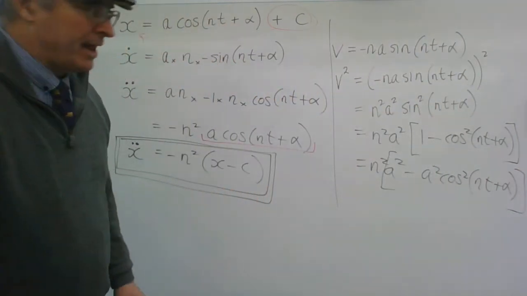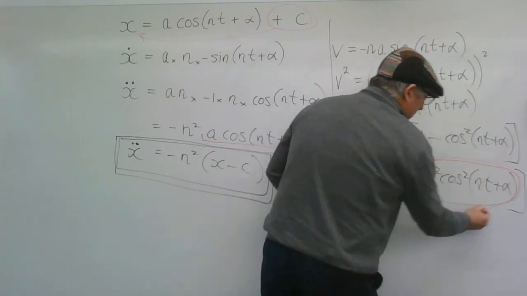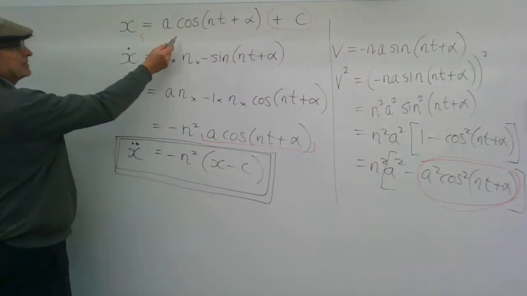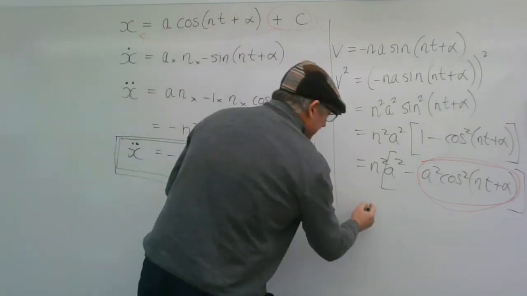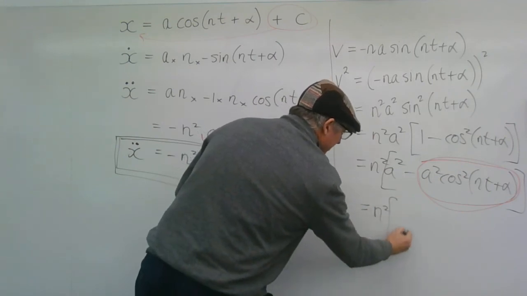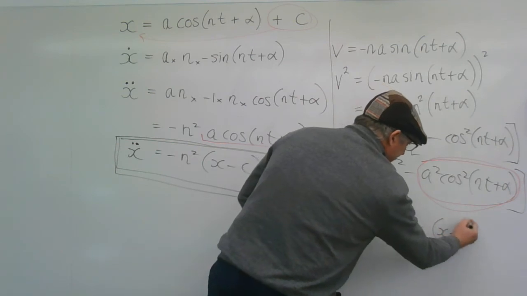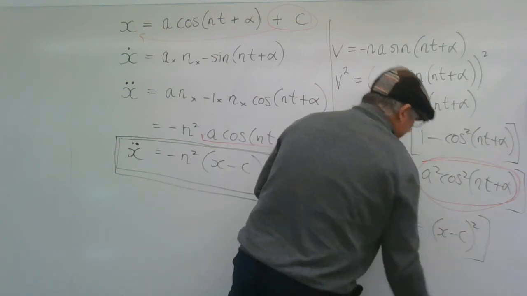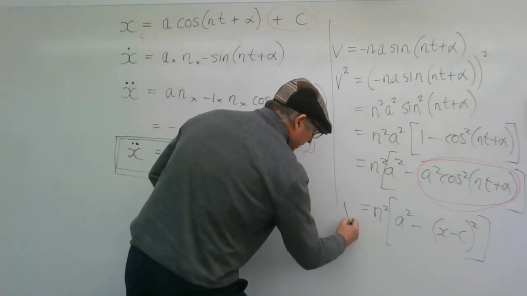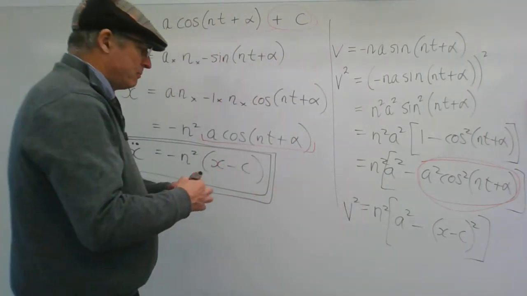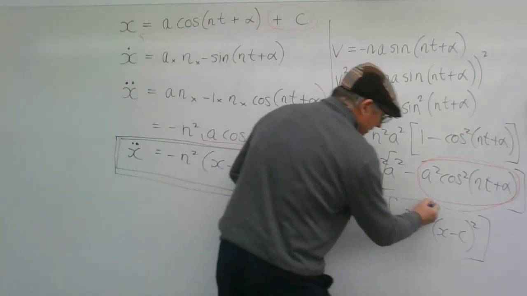Okay, now this bit, a cos nt plus alpha is being squared, but a cos nt plus alpha is x minus c. So this is n squared, a squared minus, and this is x minus c squared. So if I can just say v squared there and put a box around this for an important point.